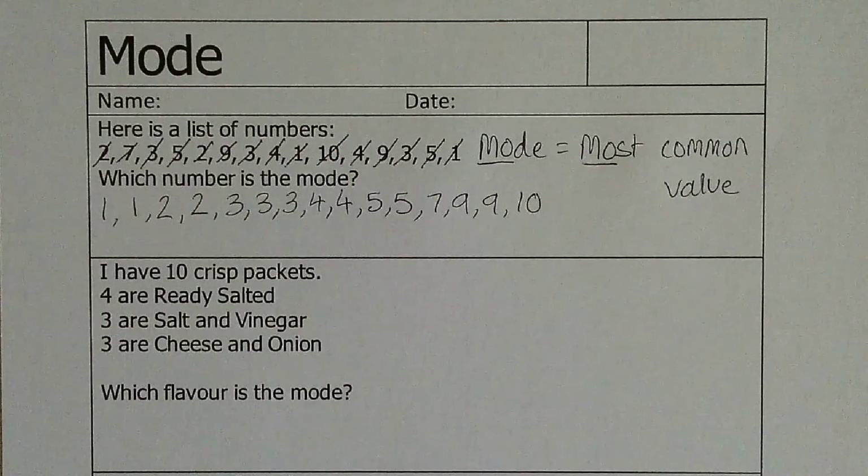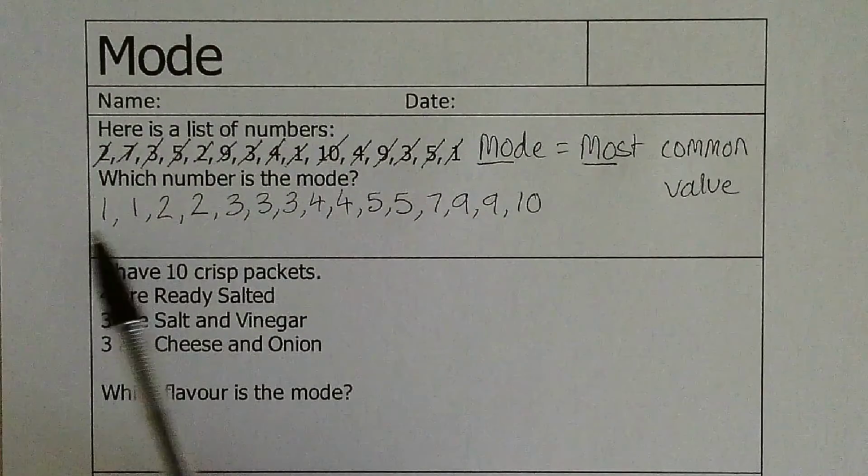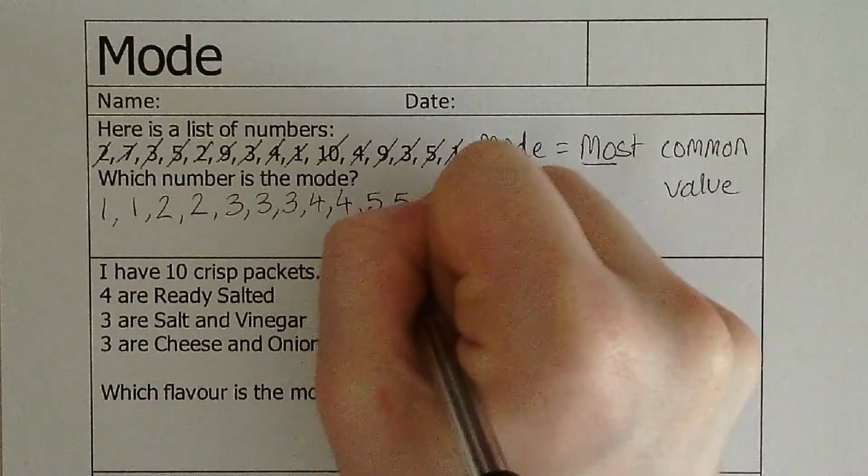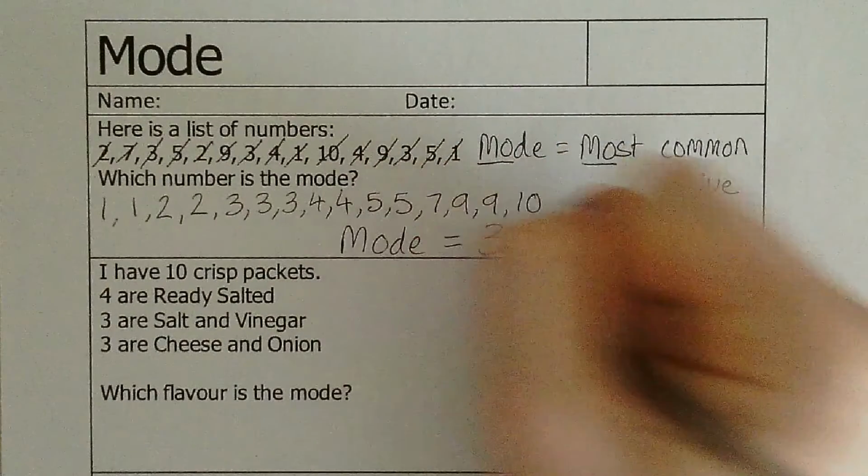3 appears 3 times in total. No other number appears more than twice. Therefore, for this question, the mode is 3.